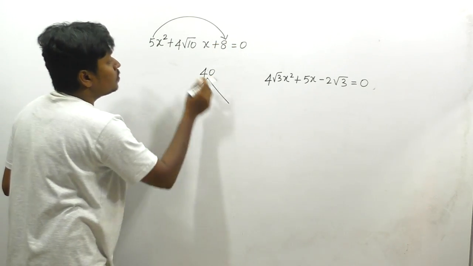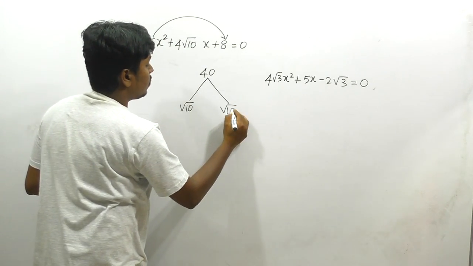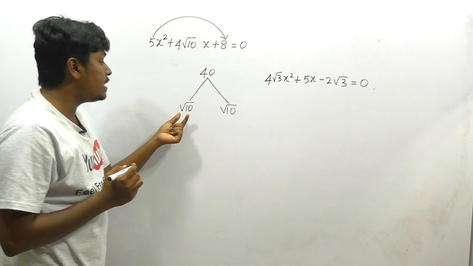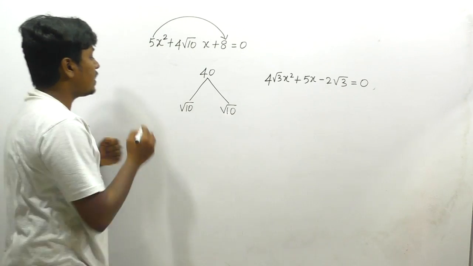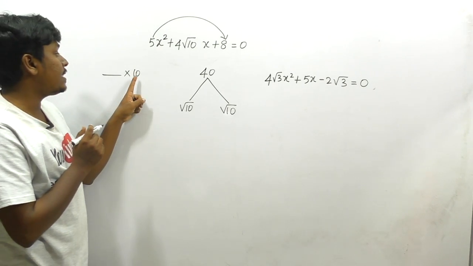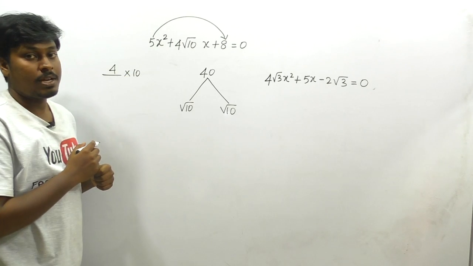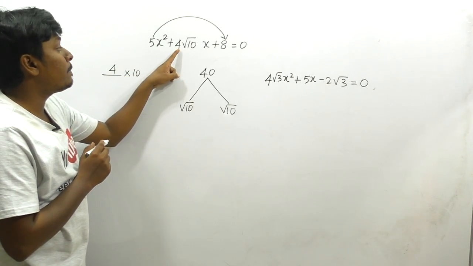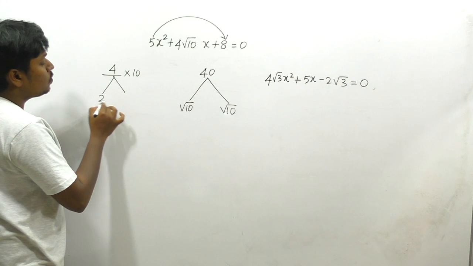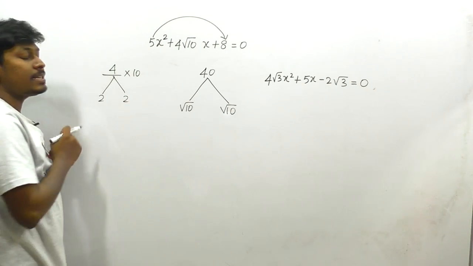And step number 2, write this root of 10 on both sides. So root 10, root 10. Step number 3, we need to multiply root 10 into root 10, that is 10. The number that we multiply with 10, the result should be 40. I can say that 4 into 10 will be 40. Now our target is to bring plus 4. So I can say 2, 2. Friends, listen, 2, 2. When we add both the numbers, the result will be plus 4.